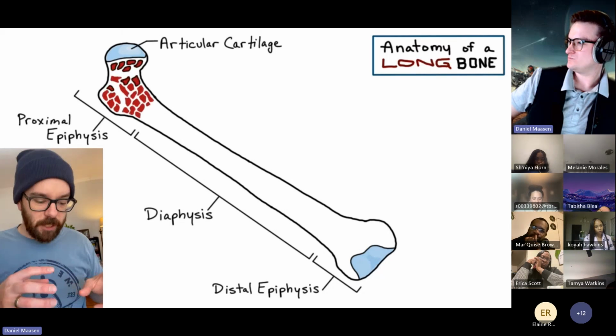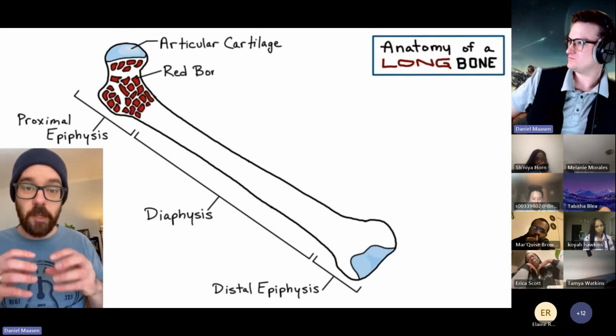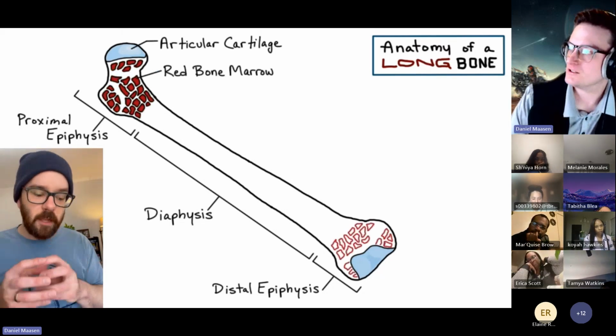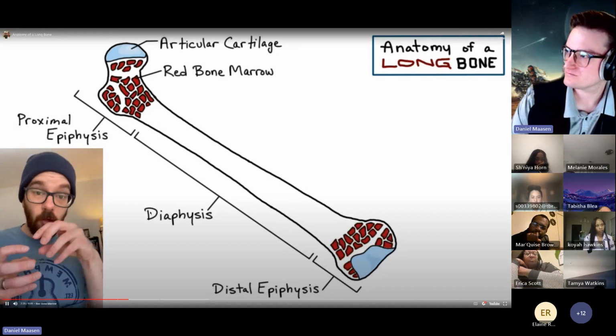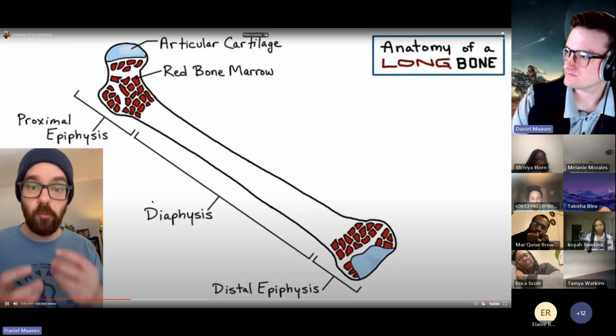Up next, we have red bone marrow. Now, if you look at this, it looks like spots all over here, but it's really more like a sponge. So think of the inside of our epiphyses as sort of the sponge-like area. Then all the holes of the sponge are filled with red bone marrow.